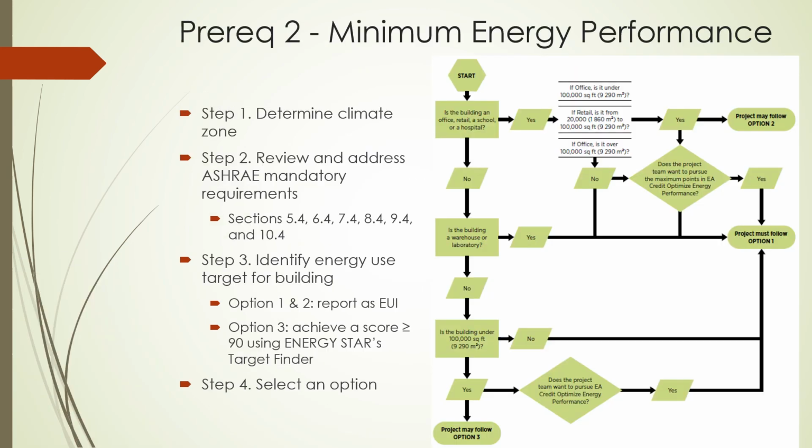For guidance in this prerequisite, you should first determine what climate zone the project is in, and then review the Standard 90.1-2010 requirements, where sections 5.4, 6.4, 7.4, 8.4, 9.4, and 10.4 are all going to be particularly helpful and need to be followed. Then you'll need to come up with a target energy use for the building and determine whether to follow options 1, 2, or 3. If you choose to follow option 3, the target energy use should be found using the Energy Star's Target Finder, and the score should be greater than 90.